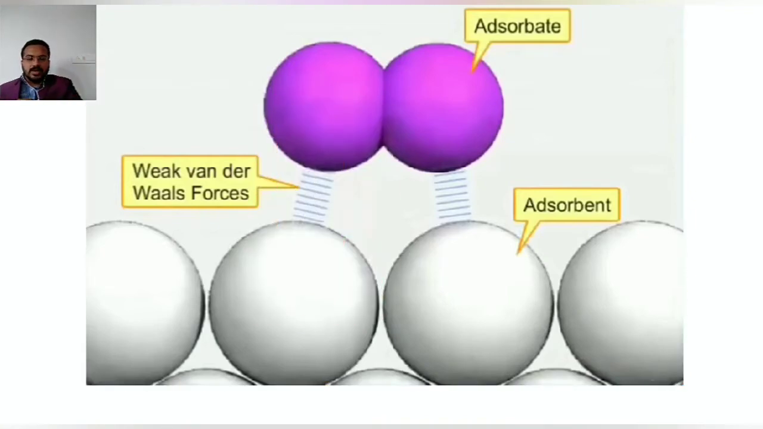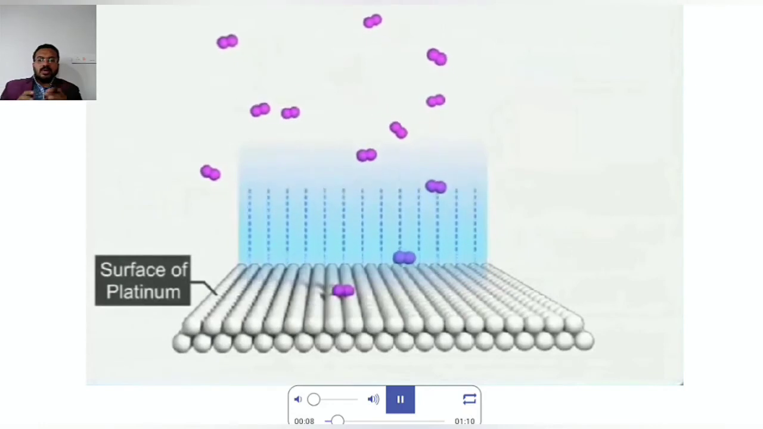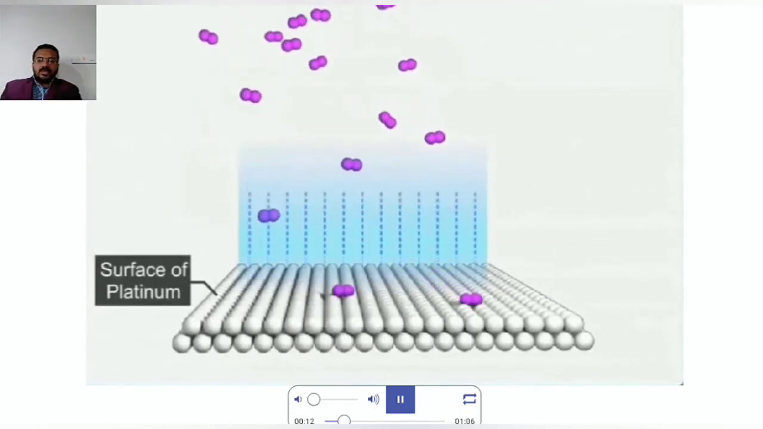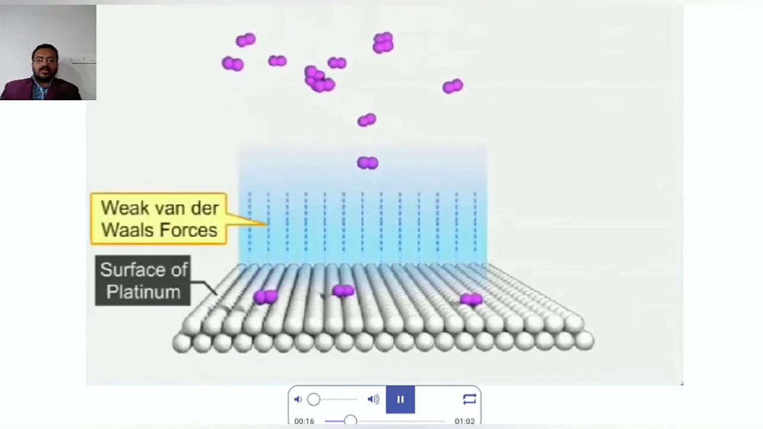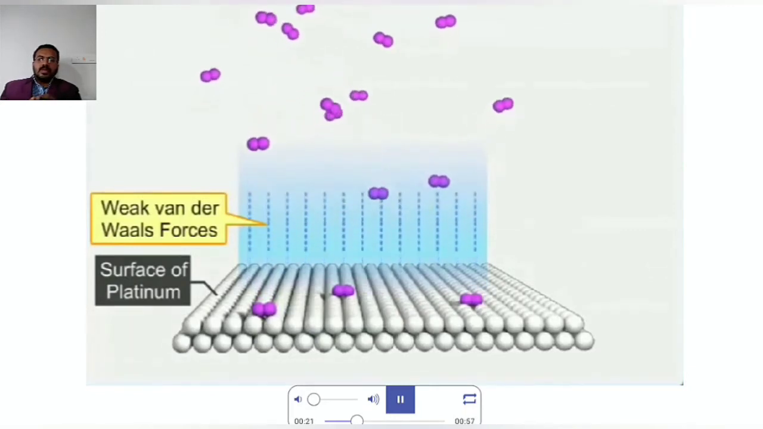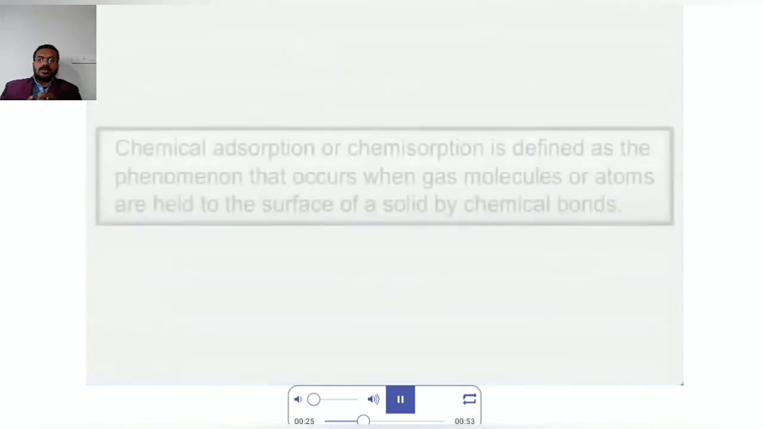We'll deal with one more example. See, in this example, on the surface of platinum, hydrogen molecules are being adsorbed. We can see that it is just physical forces, the van der Waals forces, that are holding the hydrogen molecules on the surface of platinum. And one more thing is that this physisorption is possible only in the case of low temperature.